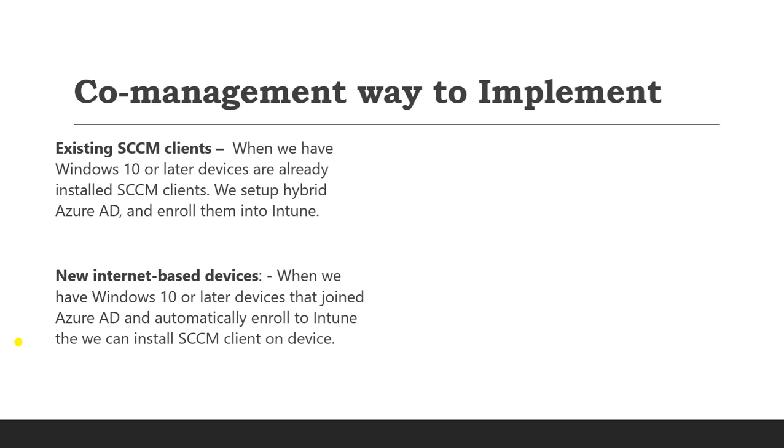Let me simplify it more. Suppose we are running an SCCM infrastructure, the SCCM client is already installed, and we are managing the device with SCCM. If we want to set up co-management on the device, so that it reacts as co-managed, we need to enroll the device into Intune. In the similar case, if a device is managed by Intune, then the device has to install the SCCM client. So these are the two ways we can implement co-management.